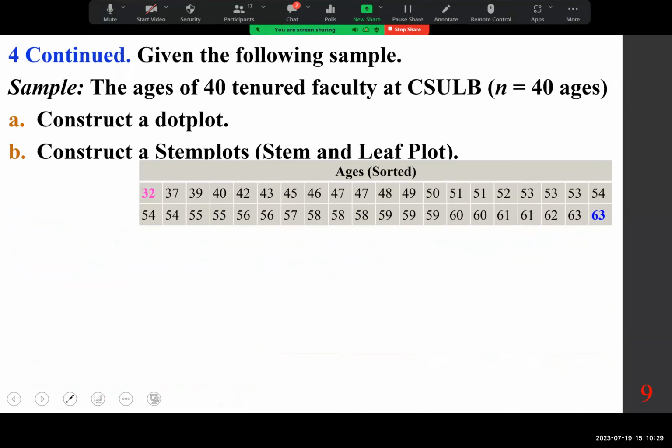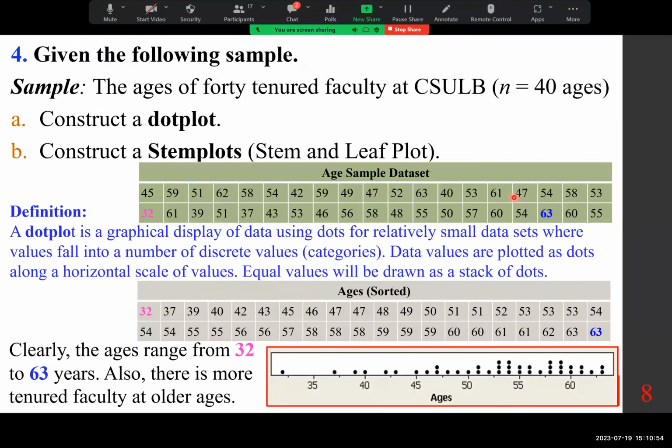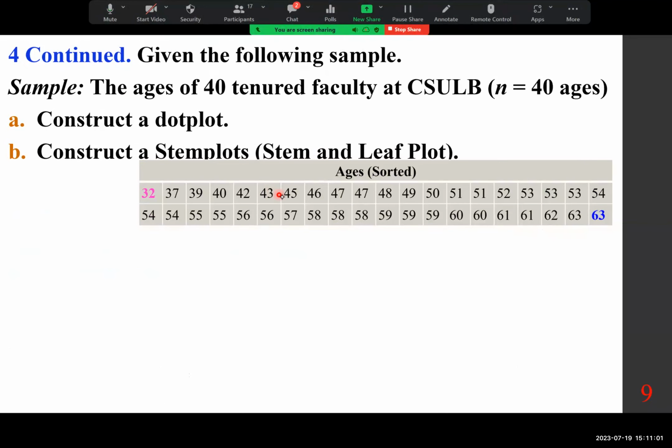We're going to repeat the question, and this time part B is the same question. We're going to construct a stem plot or stem and leaf plot. I'm just putting the sorted or ranked one from smallest to largest one. This was given, this we came up with. So we're going to use this one that we came up with for this question.